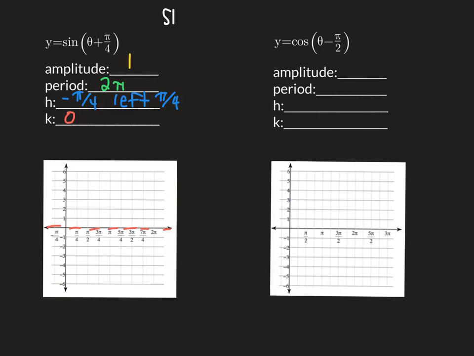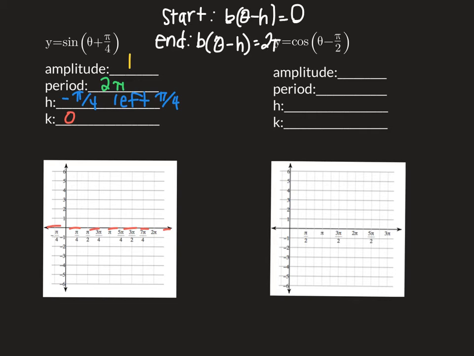The first one is the starting point will always be represented by b times theta minus h equals 0. That's my starting point. And then the ending point, I can use the same equation, b times theta minus h equals 2 pi. This is going to give me my starting and my ending point.